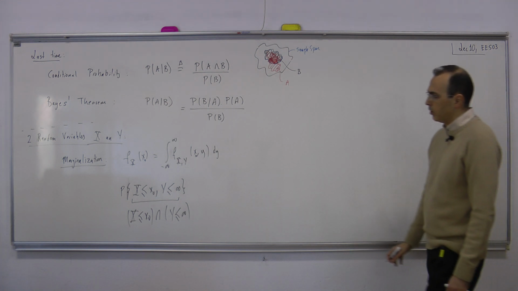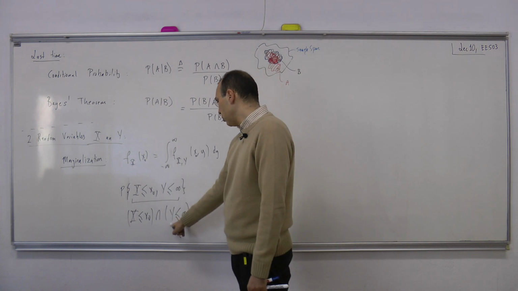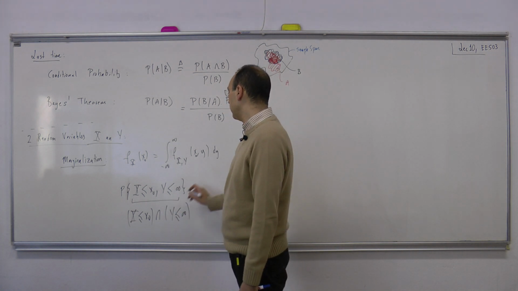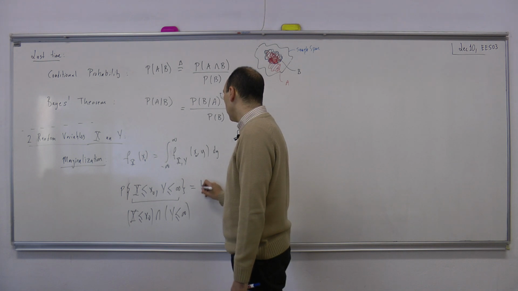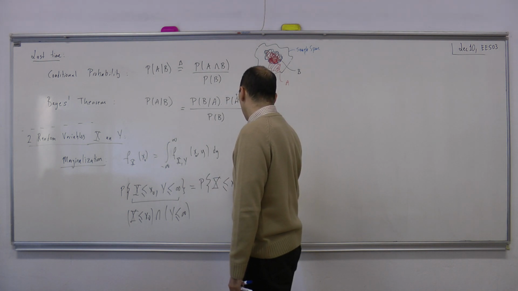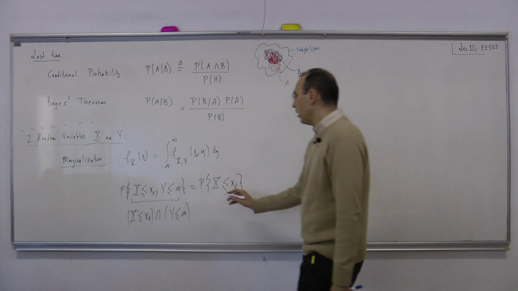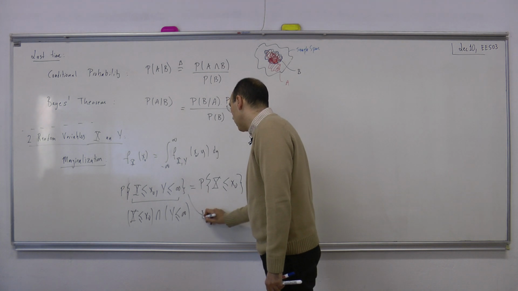Over here I have intervals. But clearly this second one is always satisfied. Y is less than infinity. So effectively, this is equal to x less than x naught. Well, I can also write this one in another form.